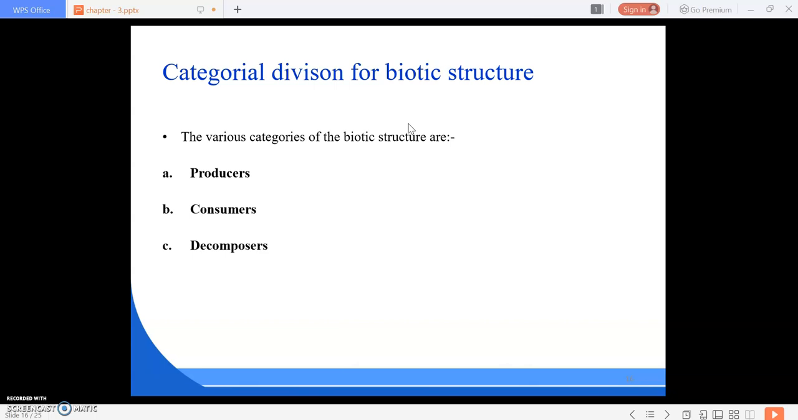We people and the animals are the consumers in our ecosystem, because we and animals also cannot synthesize our own food. So we people and the animals are fully dependent on the producers. And the next one is our decomposers. Who are decomposers? Okay, so the bacteria and the fungi are the decomposers. So mainly the biotic structure is of three types. First one is our producer, second is consumer, and third one is our decomposers.